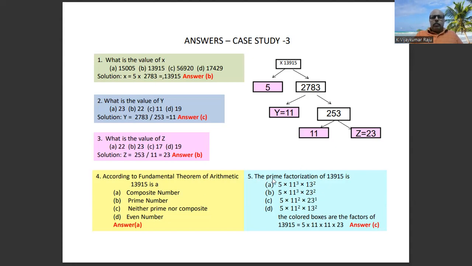Okay. Now the prime factorization of 13915. If you see this tree here, 13,915 is here. It is divided by 5, then divided by 11, and the quotient again divided by 11, then you got 23. That means 13,915 can be expressed as 5 into 11 into 11 into 23. So 5 raised to 1, 11 raised to 2, and 23 raised to 1 is the prime factorization. This is your answer. So option C is your answer.